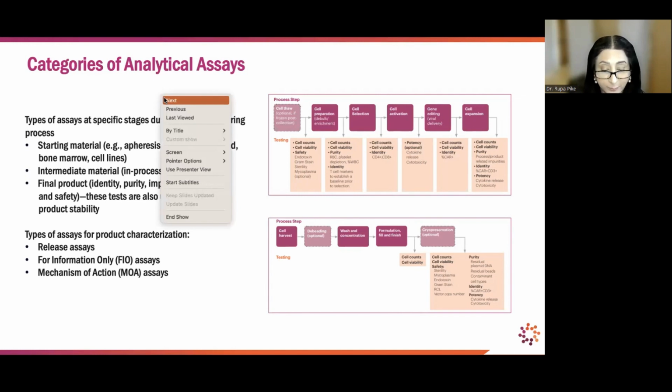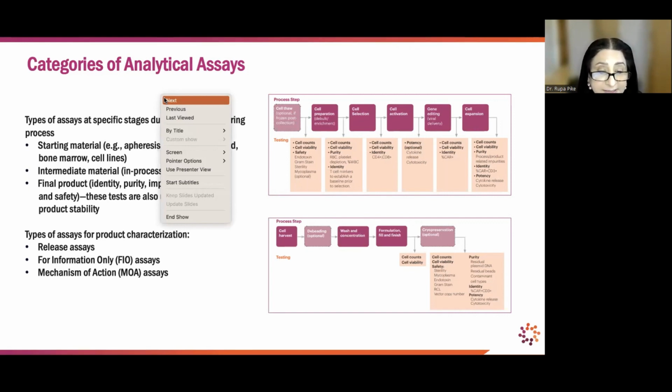The second set of points is about the type of assays used in cell therapy, and the names are probably quite familiar to you. And they are listed as release assays, for information only, which are FIO assays, and mechanism of action, which is MOA assays. So a little bit about a couple of the top ones, and we will discuss the MOA assay with potency in the upcoming slides.